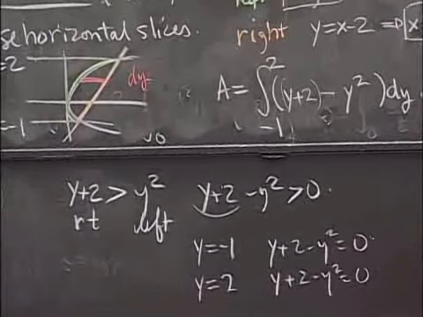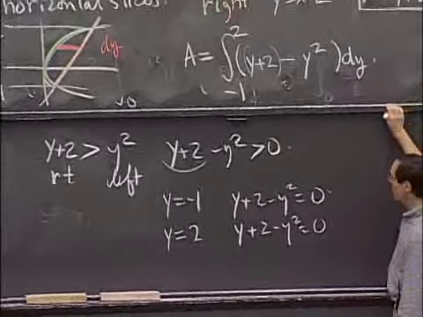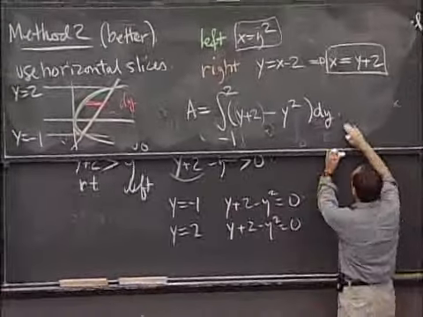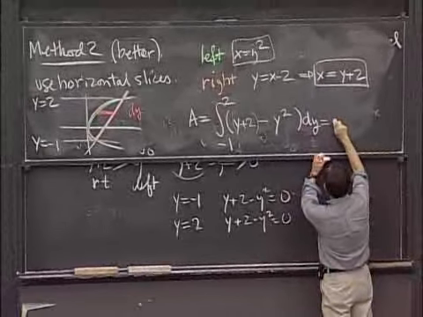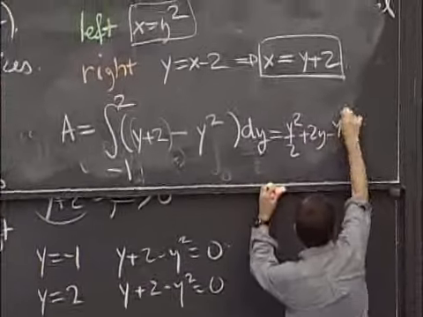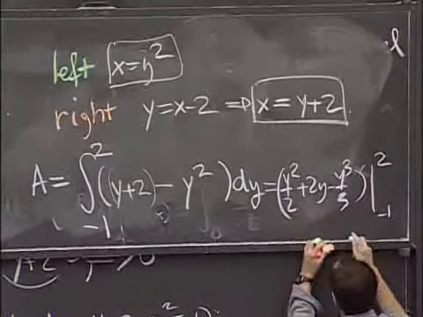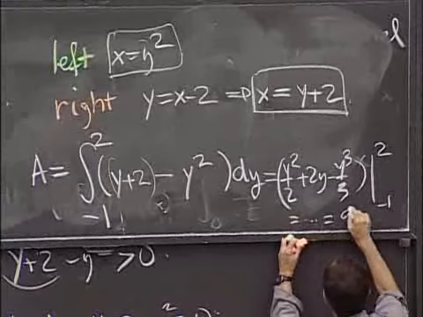So this is the technique. Now, this is a much more routine integral. I'm not going to carry it out. I'll just do one last step, which is that this is y squared over 2 plus 2y minus y cubed over 3, evaluated at minus 1 and 2, which, if you work it out, is 9/2.